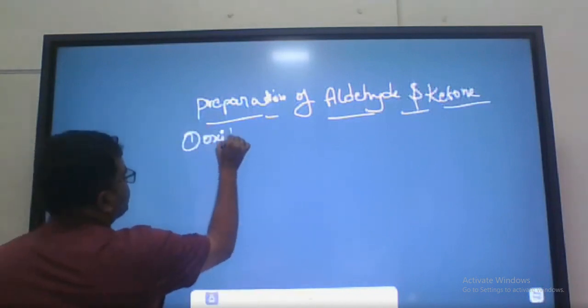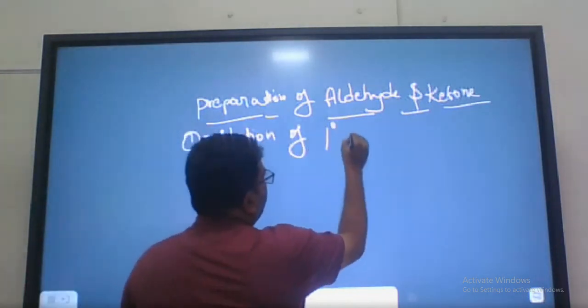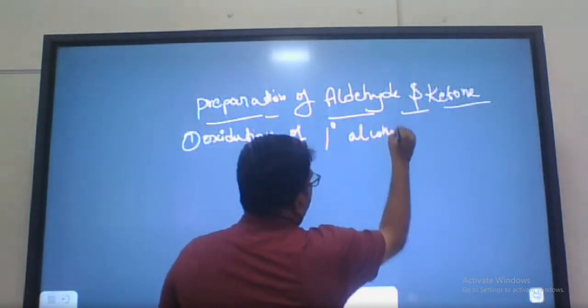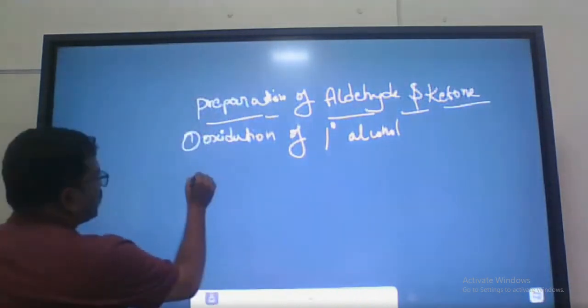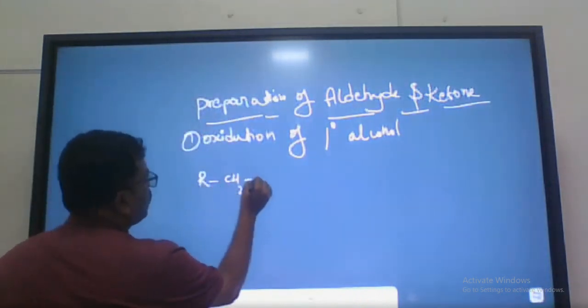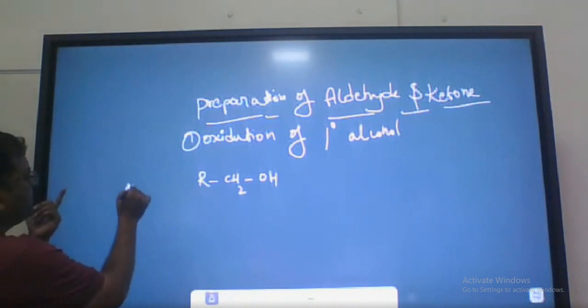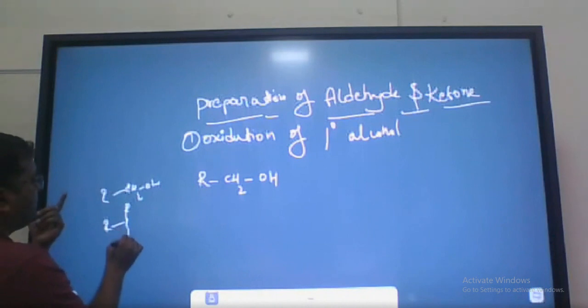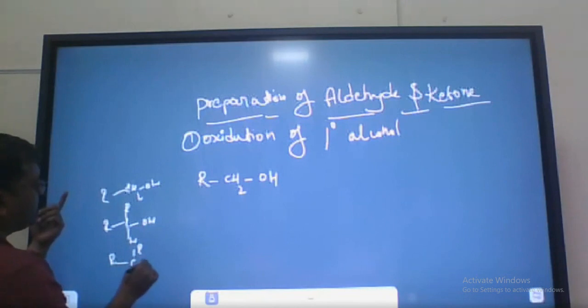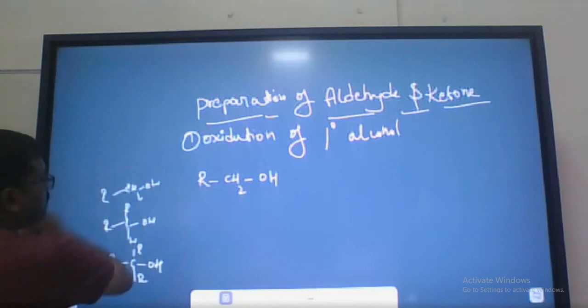The first method is oxidation of primary alcohol. In the oxidation of primary alcohol, there is RCH2OH. So this is a primary alcohol. You know that CH2OH is a primary alcohol, then R2CHOH is a secondary alcohol, and a completely substituted alcohol is a tertiary alcohol. So this is primary.